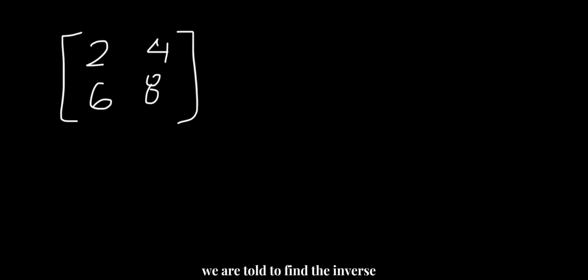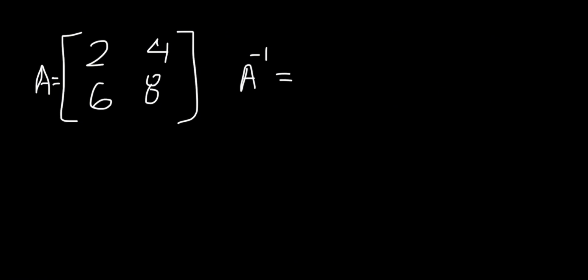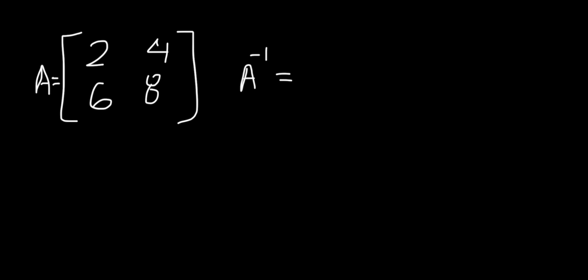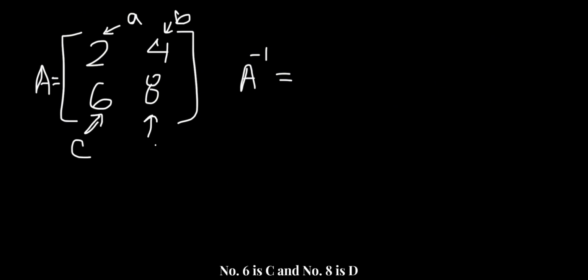we are told to find the inverse. Now, let's say that this matrix is A. This is the A matrix. To find the inverse, it will be written like this, A to the power negative 1. That is the inverse of A. So let's give each of these entries a symbol or a letter. So number 2 is a, number 4 is b, number 6 is c, and number 8 is d.